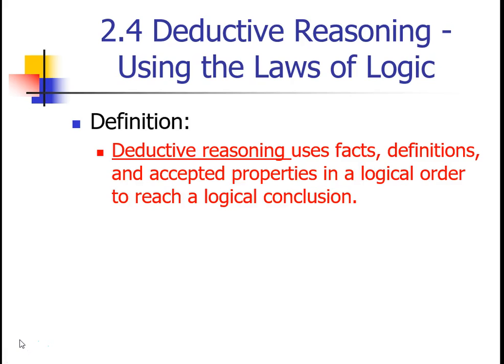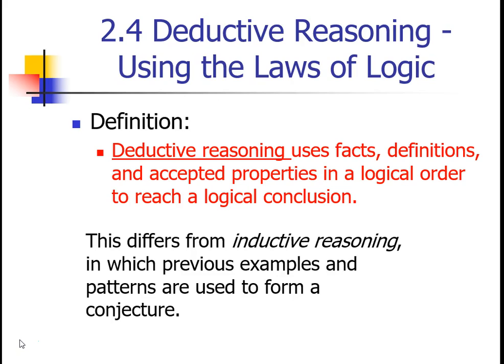Deductive reasoning uses facts, definitions, accepted properties in a logical order to reach a logical conclusion. This is, in fact, Euclid's method. This is the axiomatic method that Euclid gives us. Compare that with inductive reasoning, which uses previous examples and patterns or experience to form a conjecture. And that's what we had been doing.